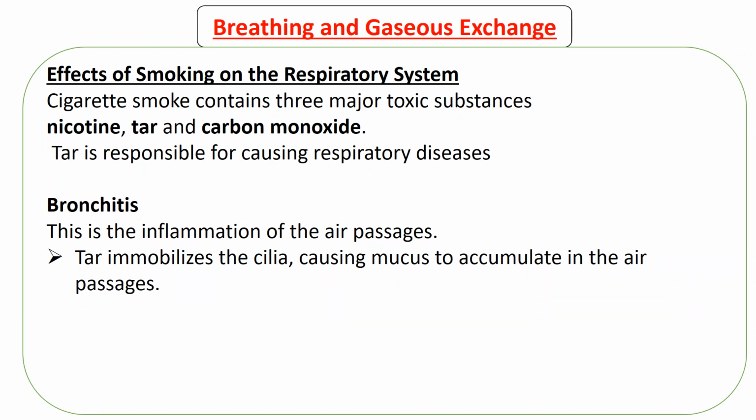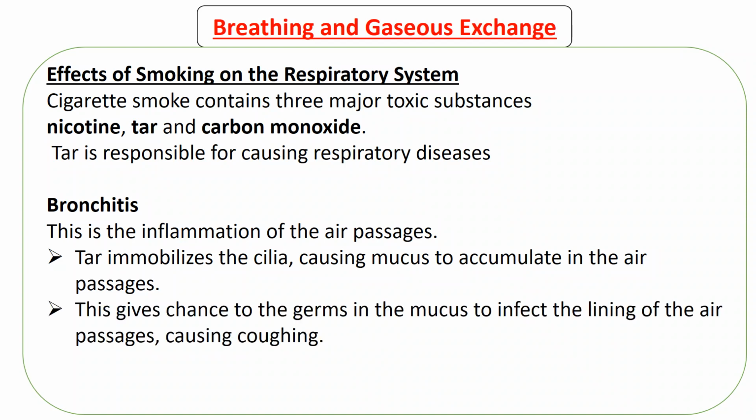Okay, remember the cilia is that cell which has hair-like strands that move back and forth to sweep mucus across the air passages. So when these cilia have stopped that movement, the mucus will stop moving and will be stuck. When the mucus has stopped moving and is stuck, it's going to accumulate. So what happens when the mucus has accumulated? It gives chance to the germs in the mucus to infect the lining of the air passages, causing cough.